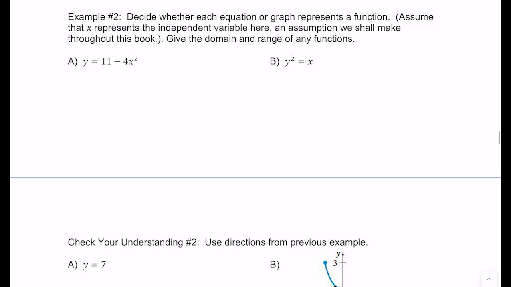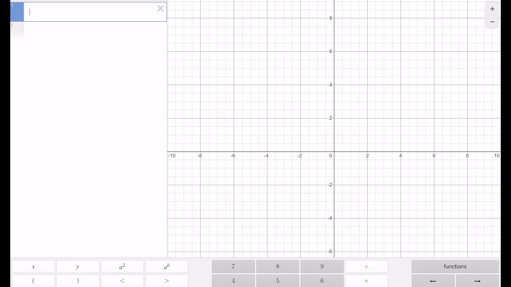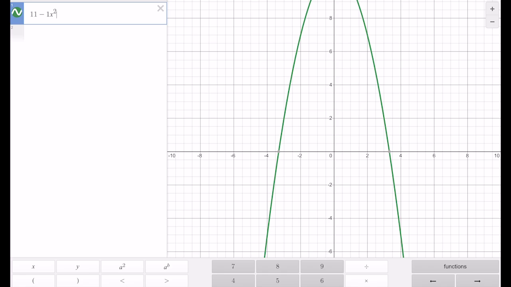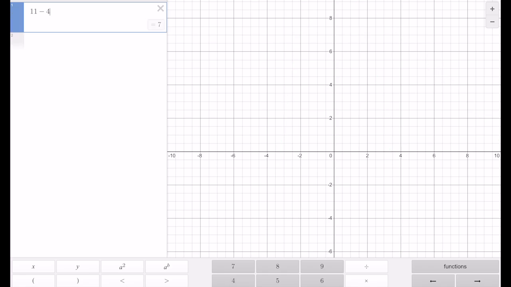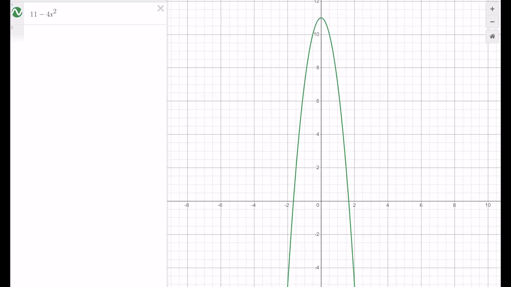Okay. In this next example, we need to decide whether each equation or graph represents a function. We're going to assume that x represents the independent variable here, an assumption that we shall make throughout the book, and then give the domain and the range of any function. So if I was to take a look at y equals 11 minus 4x squared, if you have a graphing calculator, you can easily graph it. And that should be 4, not that it matters, but I want to write the right equation in. As you can see here, it's a concave down parabola.